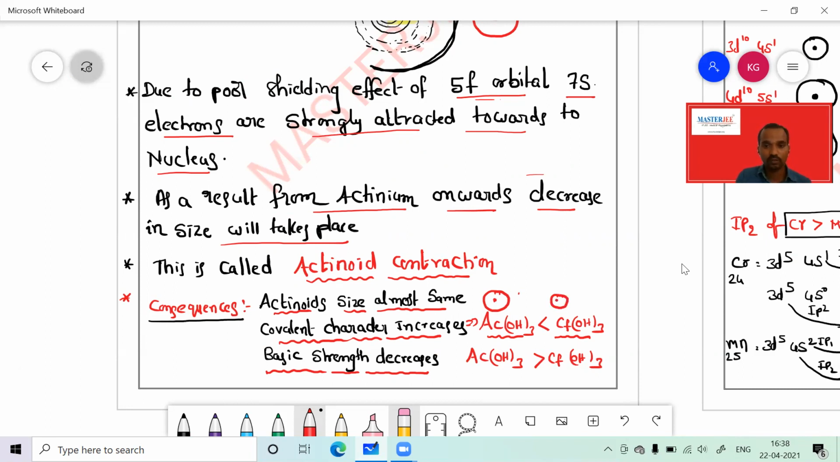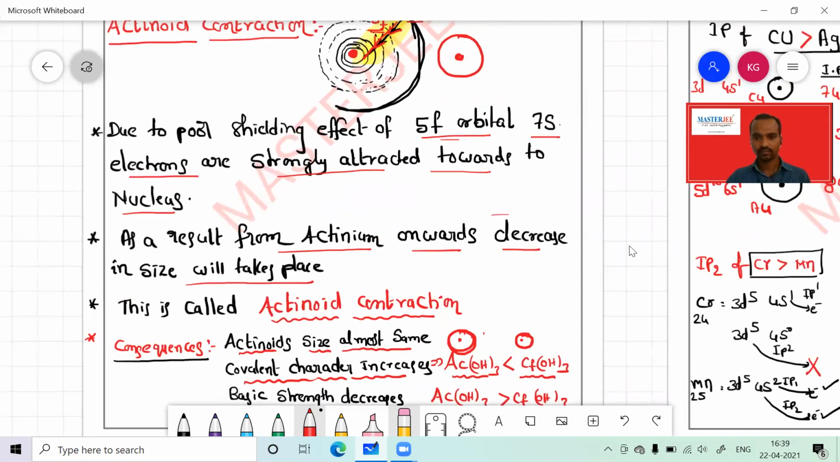So the basic nature here will be high. This is highly basic. Which one is highly basic? The one having a large size is highly basic. The one having the least size is least basic. That means californium hydroxide is the least basic, we can say. So as a consequence of this actinoid contraction, these things will take place. So these things we had to discuss here. Next, coming to the next point.